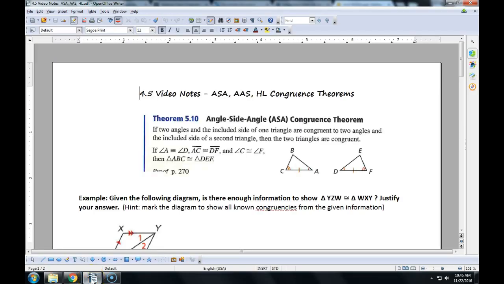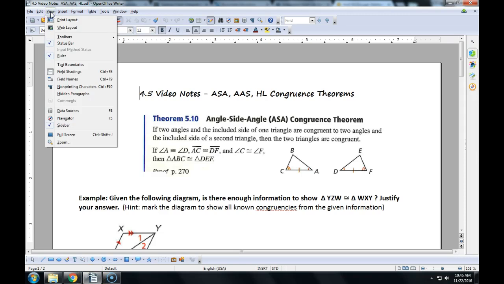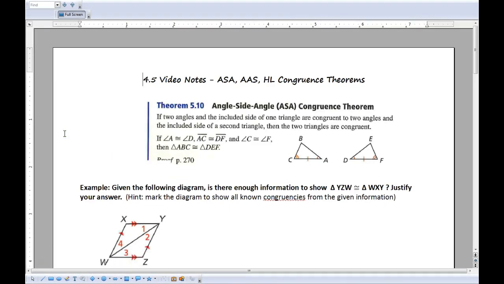All right, let's jump into 4.5 video notes. We're going to learn some more shortcuts today to prove two triangles are congruent. So let me get the full screen going here. All right, so in 4.4, just to kind of highlight, actually I'm going to go back to 4.3.